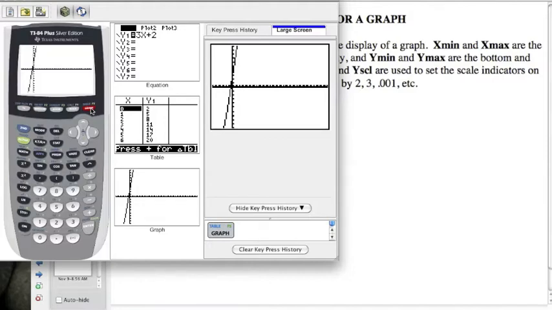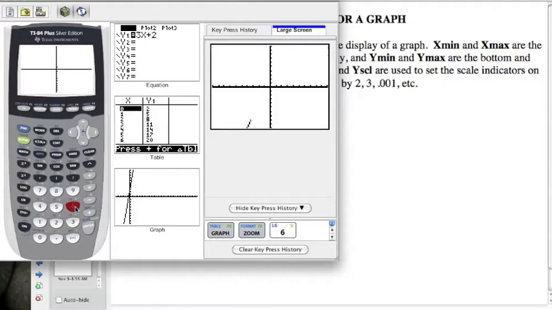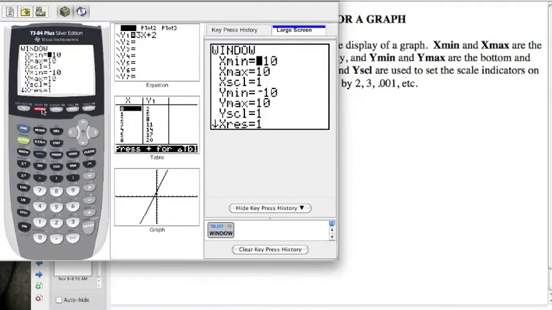Right. Now, we talked about the zoom button and what it can do. If you hit the zoom button and you look at number 6, it's the standard one. And what that'll do is change your window back to the original. The original window is from -10 to 10 on the x-axis and from -10 to 10 on the y-axis.